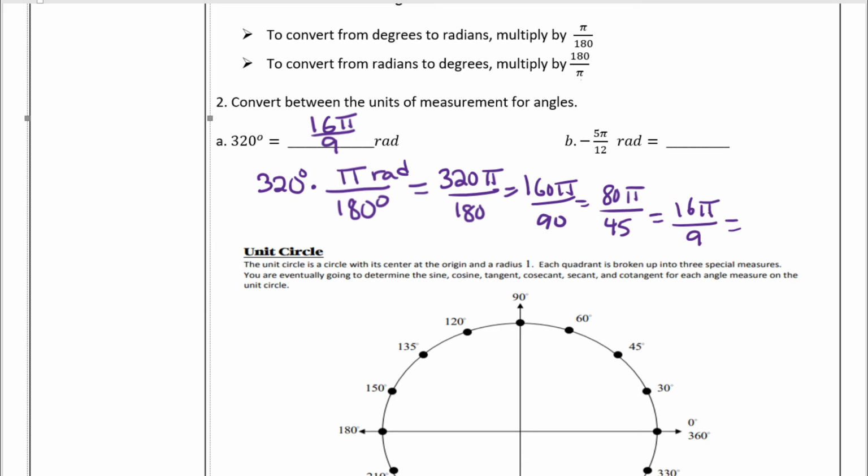All right, and that's it. So that's our final answer. So we just do this form and then just reduce it as much as we can.